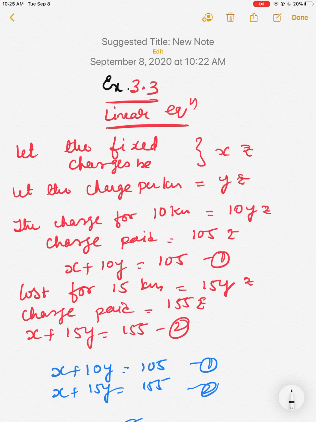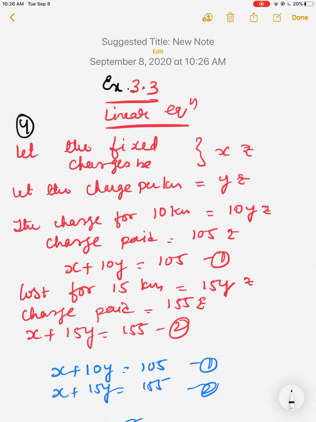This is problem number 4. The taxi charges in a city consist of fixed charges together with the charge for the distance covered. For the distance of 10 kilometers, the charge paid is 105, and for the journey of 15 kilometers, the charge paid is 150. What are the fixed charges and charges per kilometer, and how much does a person be charged for traveling 25 kilometers?